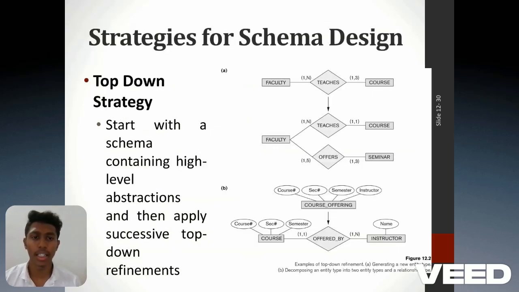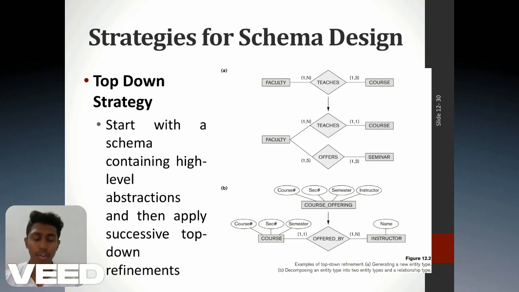So these are some strategies for schema design. The first strategy is called the top-down strategy. What it means is that we start with a schema containing high-level abstractions and then apply successive top-down refinements. As you can see here, the diagram shows that first there is a relation between faculty and course, and then using the top-down strategy, we refine these entities into more attributes.